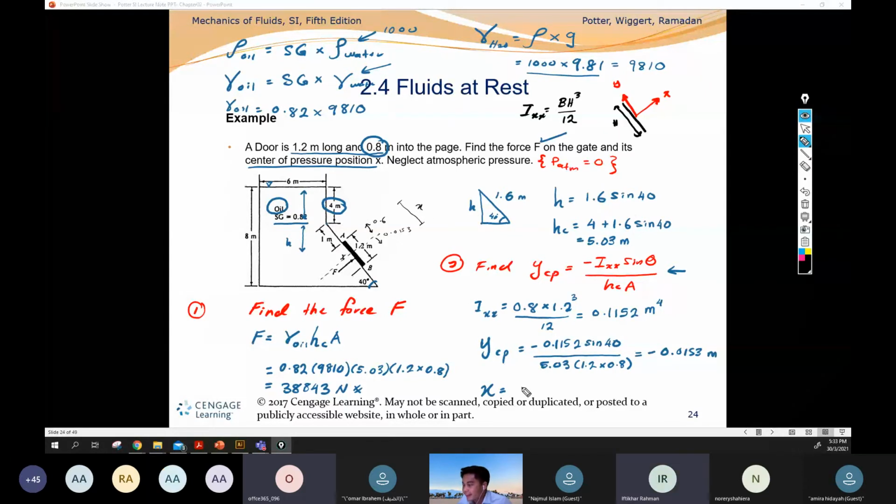0.6 plus 0.0153. Yes, correct. So what's the final value? 0.6153 meter.